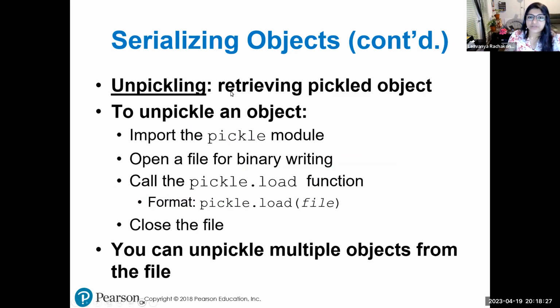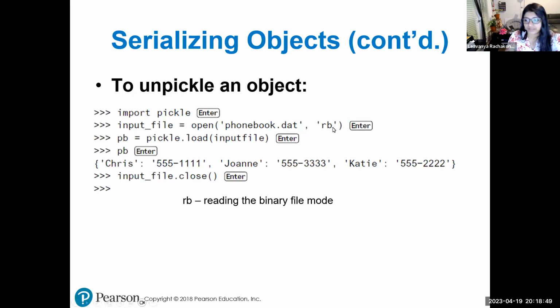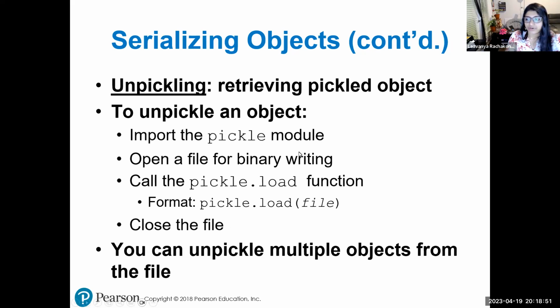So if you want to unpickle the data, that is convert the pickled bytes back into our original object, then that process is called unpickling. So in order to unpickle, you first import the pickle module, then open the file for binary reading this time. It is not binary writing, it is binary reading. That is wrong in the slide, that is a mistake here again. So that is binary reading. I'll update that in the slides.